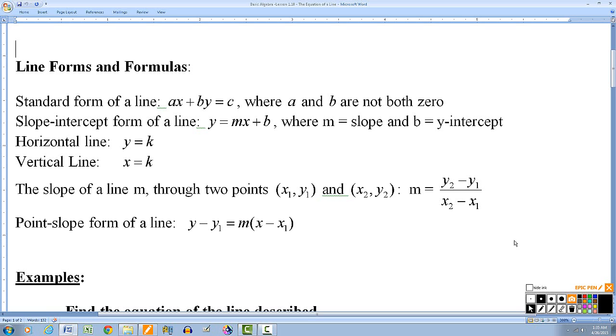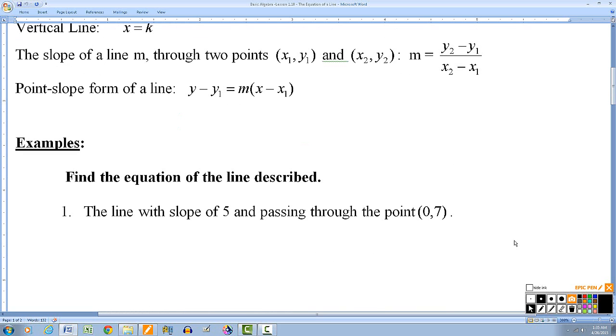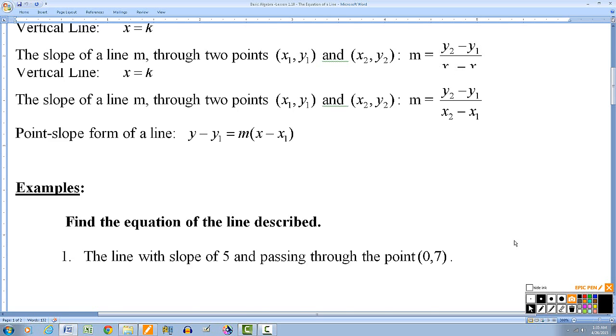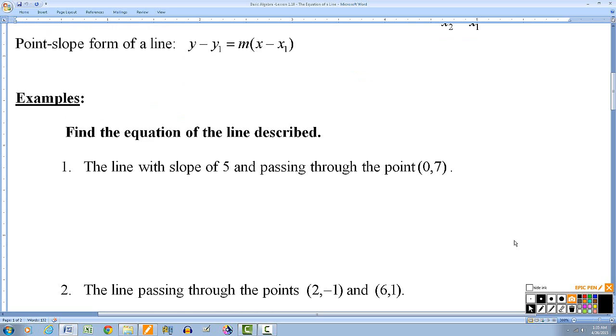So now let's look at the problems from this section here. So it's find the equation of a line described. The first problem says, I want the equation of a line with slope of 5. That is, m is equal to 5 and passing through the point (0, 7). That's telling me that b is equal to 7. So using this formula here, slope-intercept form, y is equal to mx plus b, this one's fairly easy.